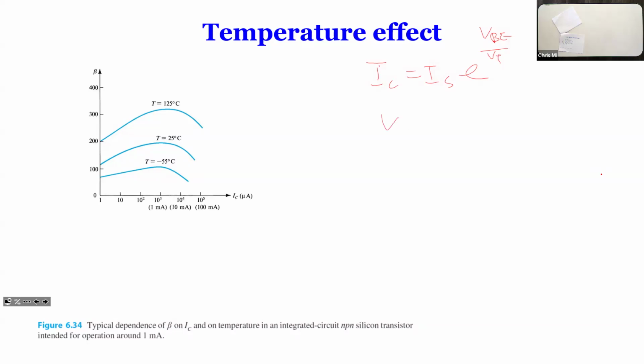So for this one, we assume VT to be 25 millivolts. Actually, this corresponds to 25 degrees C. Now, if T changes, VT actually changes as well. So the more temperature, the more active the electrons can flow, I think. So equivalently, the VT will go down, because you can think about it, right?